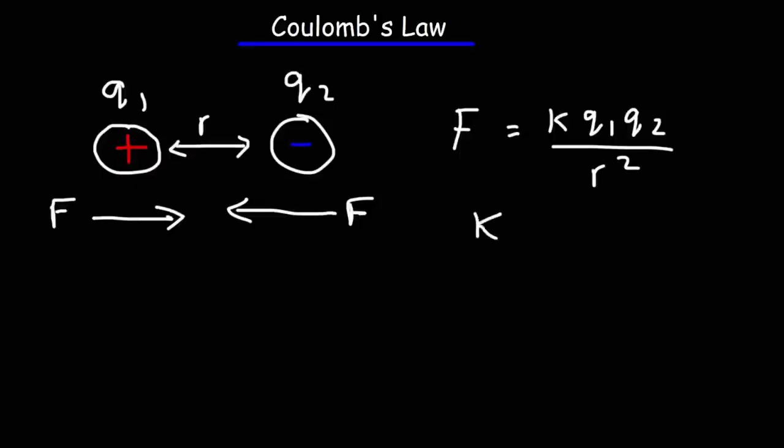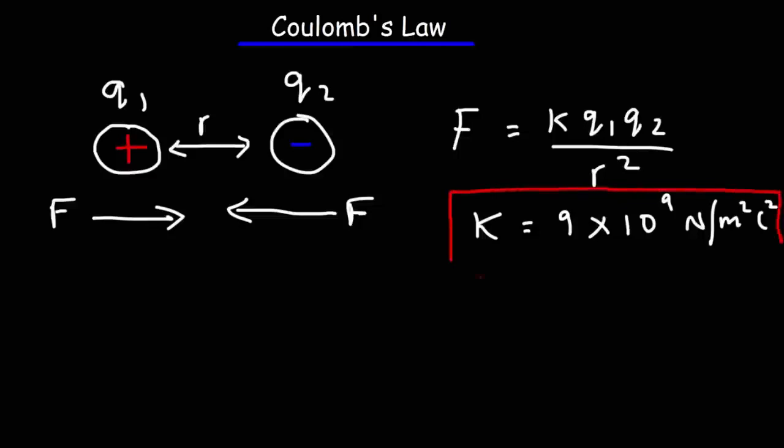The proportionality constant K is equal to 9 times 10 to the 9 newton square meters per square coulomb. So make sure you know this value because we're going to use it when we're solving problems.